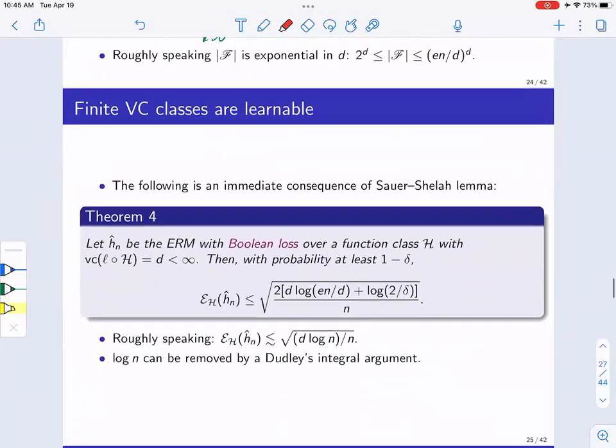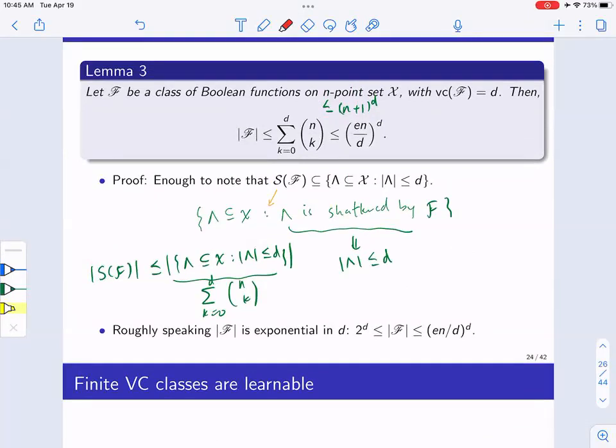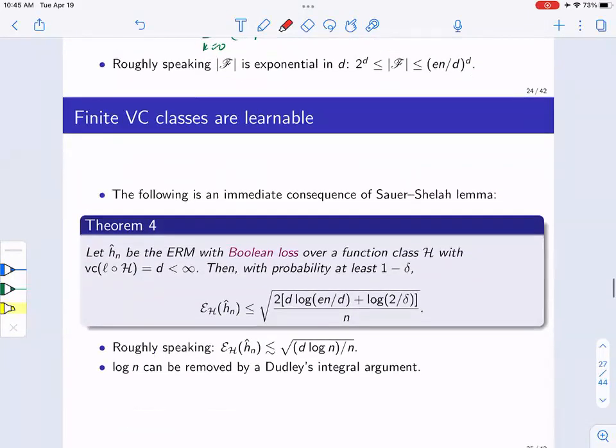Next time, I'm going to give an immediate consequence of Sauer-Shelah, because you're effectively looking at a finite class. If you remember, you had the log cardinality of H. So the log cardinality of H would be basically the log cardinality here. Applying that, you get a result showing that if you have a Boolean loss and the VC dimension of the loss class is bounded by D, then the excess risk is like D log n over n. We're going to come back and talk a little bit about this. So the basic idea is that classes with finite VC dimension are learnable, so PAC learnable, like agnostic PAC learnable.